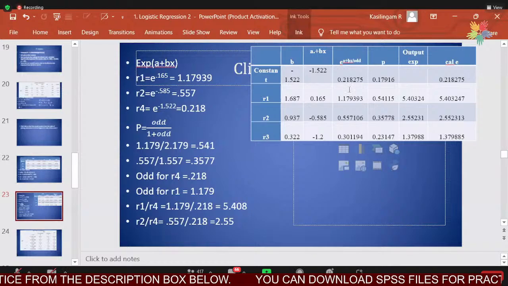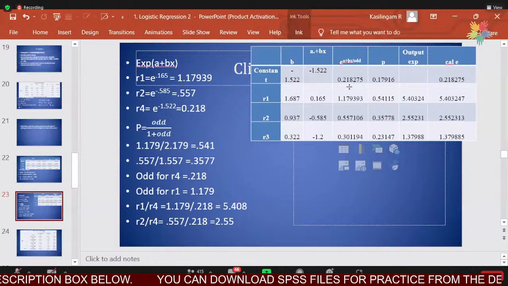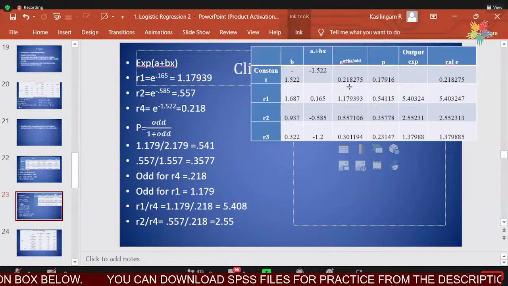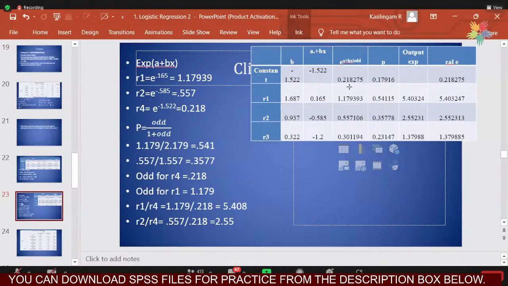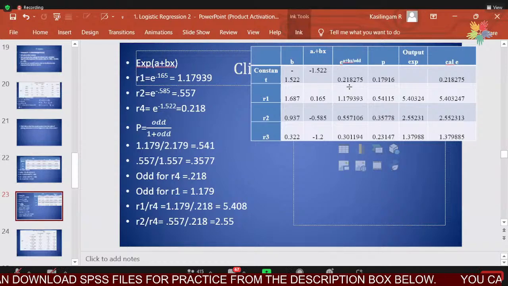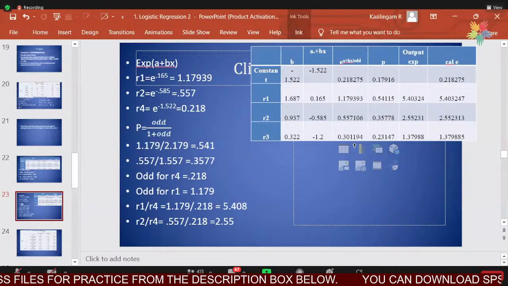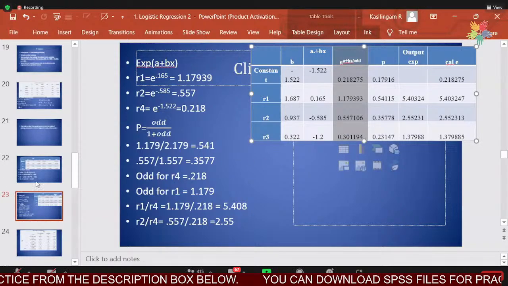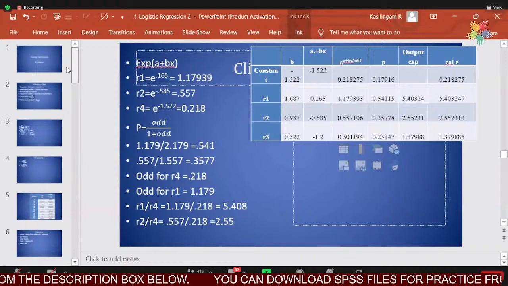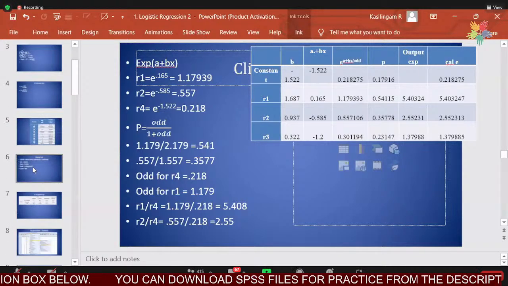Now e to the power means odds, right? Probability divided by 1 minus probability. Whenever you put e to the power, that is the odds. So now this is my odds, right? Now, what is the probability? What is the probability, that I will demonstrate. Okay, I will come back to this.